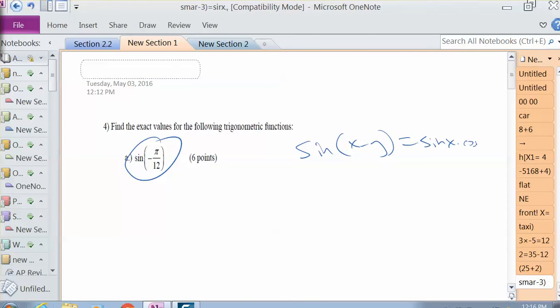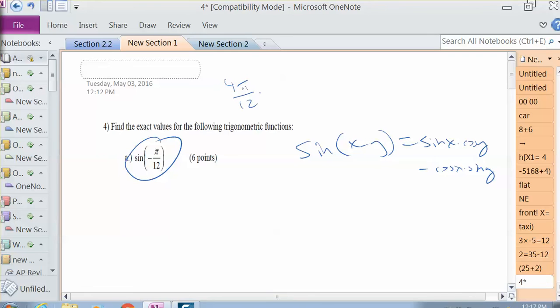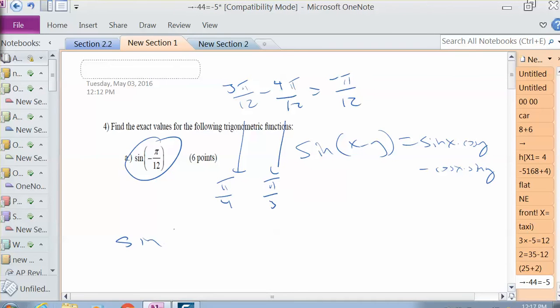Anyway, so here's our formula. You've got to figure out what x and y are. If I subtract 3 pi over 12 from 4 pi over 12, that would get us negative pi over 12, right? And 3 pi over 12, of course, is pi over 4, and 4 pi over 12 is pi over 3. So I'm doing sine of pi over 4 minus pi over 3.